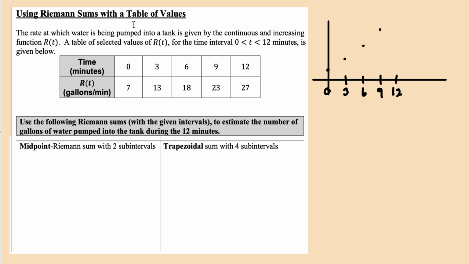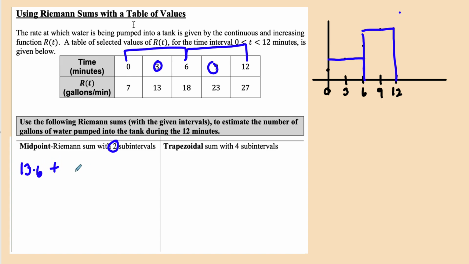Let's take a look at the same thing and look at midpoints. Now this is for two intervals. I've got to look at this interval and this interval, so that I can use a midpoint here. So I'm going to be using my midpoints to create my area. The height will be 13 and the width will be 6, and the height will be 23 and the width will be 6. And again, this will be in gallons when I multiply the two units together. So that's 13 times 6 plus 23 times 6, and I'm going to get 216 gallons.